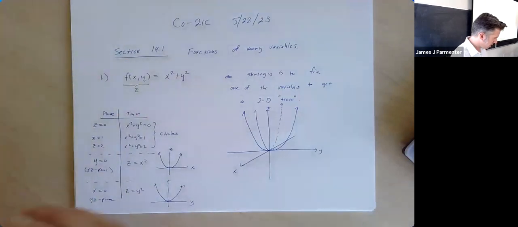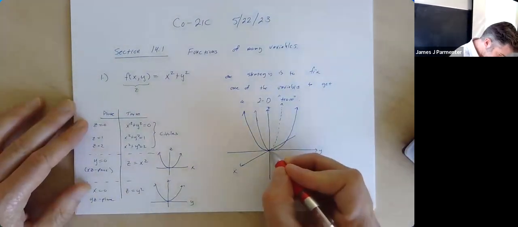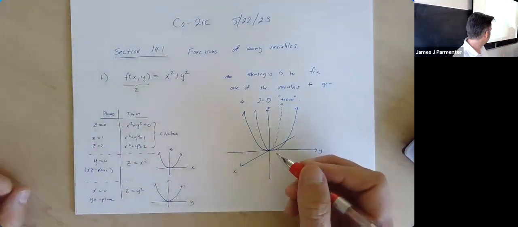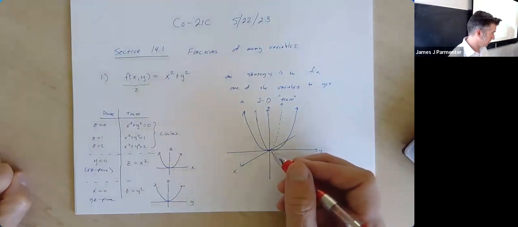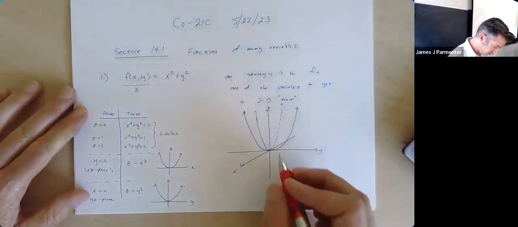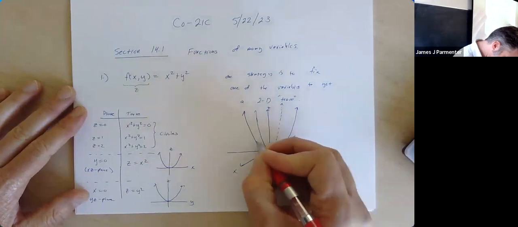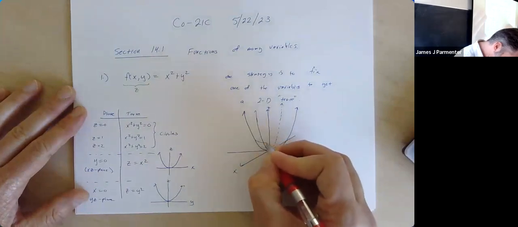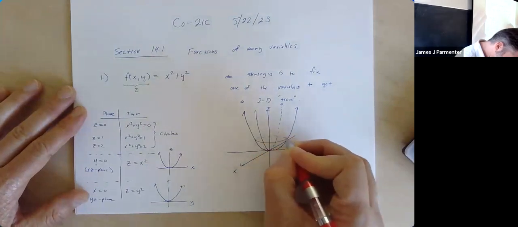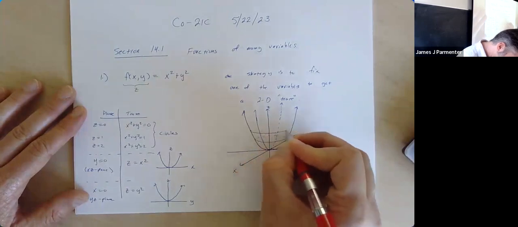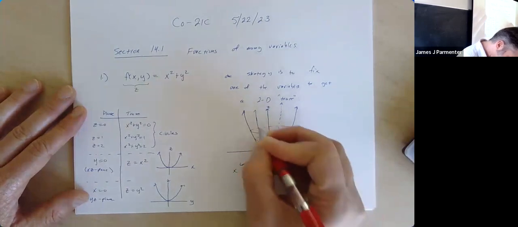And then at z equals 0, I just get the point. x squared plus y squared equal to 0 isn't nothing. It is the origin, right? You get the point 0, 0, 0. And then as we move up, we're going to get circles of larger and larger radii. So a circle like that, a circle like that, and so on and so forth.